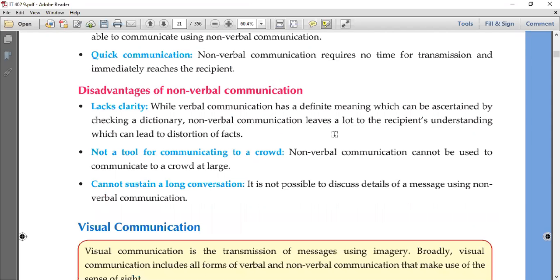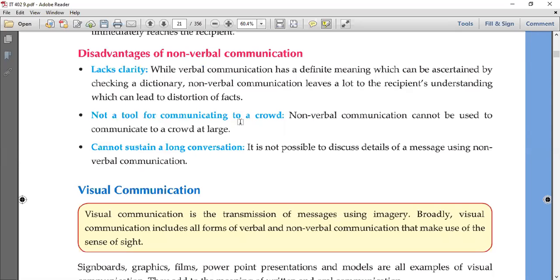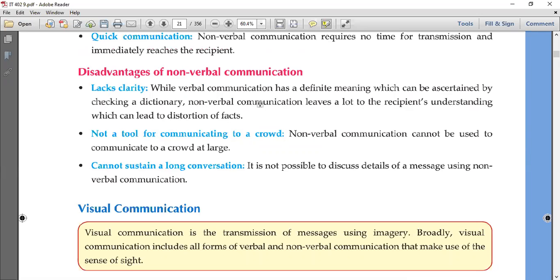Then it also has some disadvantages. Sometimes it lacks clarity; the other person may not understand the gesture you're making, right? Because whatever you are communicating doesn't have a definite meaning, no final meaning. So the other person has to analyze and understand what you want to say, right? So this may lead to some distortion effects, right?